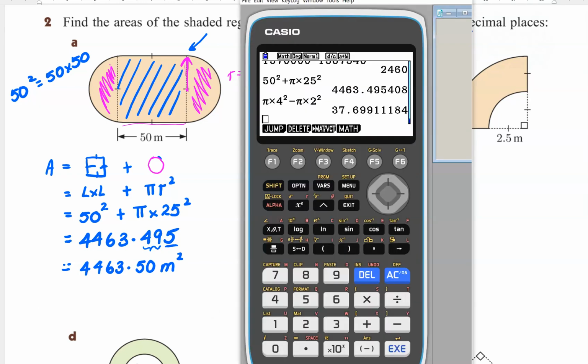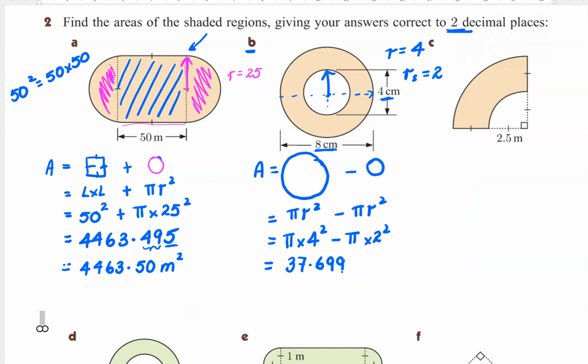So once again, just double check, yep, we want to go 2 decimal places. So we must look at this third number here, and it's 5 or more, so 69 rounds up to 70. So that's going to be 37.7 centimeters. Okay, there we go. Onward and upward to C.